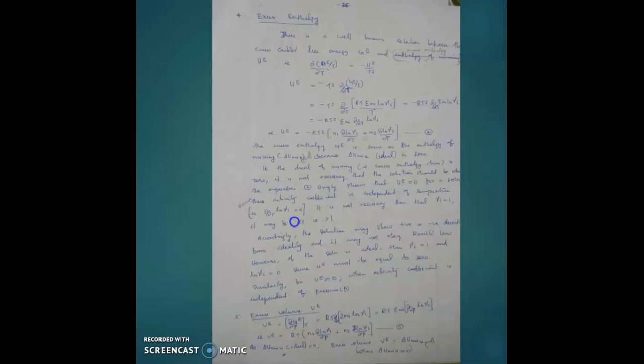Why is it so? Because here we have the derivative dou by dou T of ln gamma I, and this activity coefficient is independent of temperature. So anyhow, this dou by dou T of ln gamma I will be 0. So gamma I can have any value. It is not because gamma is 1 that this term becomes 0, but because gamma I is independent of temperature. That's why this term becomes 0.